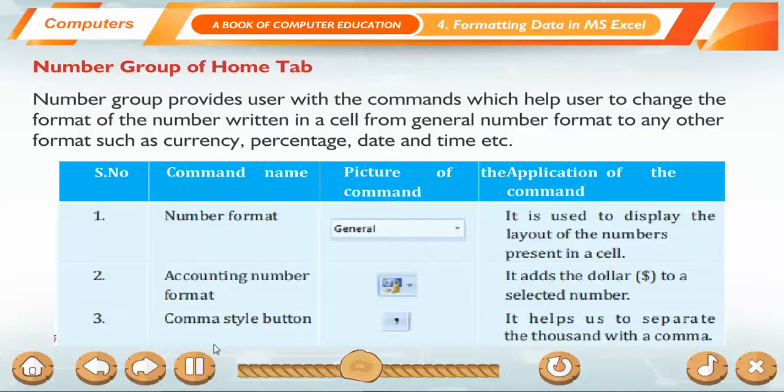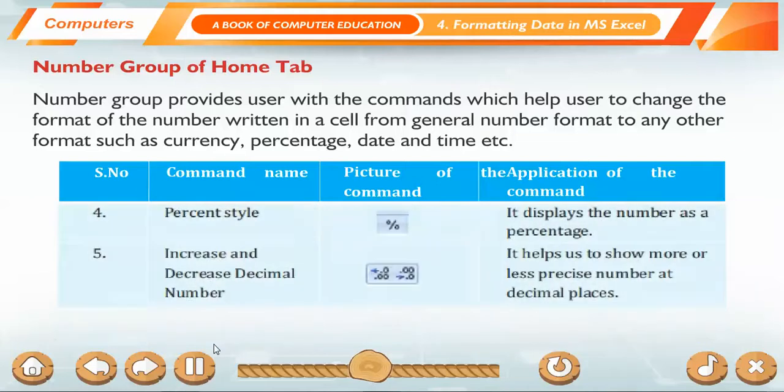Number format. It is used to display the layout of the numbers present in a cell. Accounting number format. It adds the dollar sign to a selected number. Comma style button. It helps us to separate the thousands with a comma. Percent style. It displays the number as a percentage. Increase and decrease decimal number. It helps us to show more or less precise numbers at decimal places.